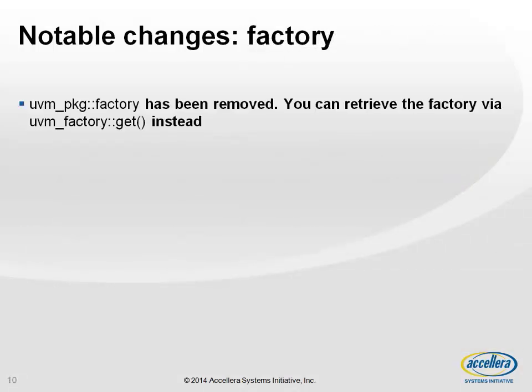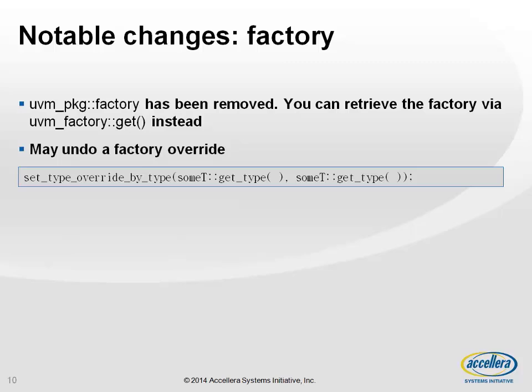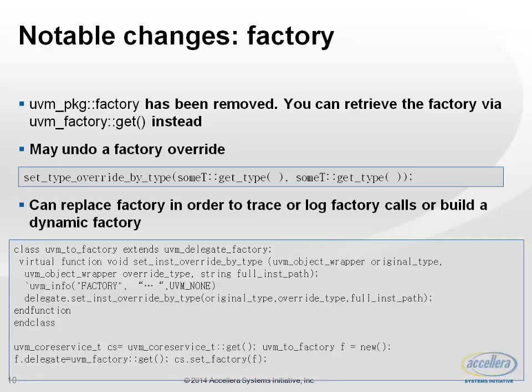Factory. The global variable uvm_pkg factory has been removed. You retrieve the factory via uvm_factory::get. You can undo a factory override, which was not possible before, by setting an override with the type itself. And as an advanced use model, you can replace the factory in order to trace or log calls, or record calls, or filter calls to the factory. So you could make a new factory which just prints that a particular factory call has been executed and then calls the original factory. This allows you to go in between the factory and the real factory instance, or to supply your own factory.